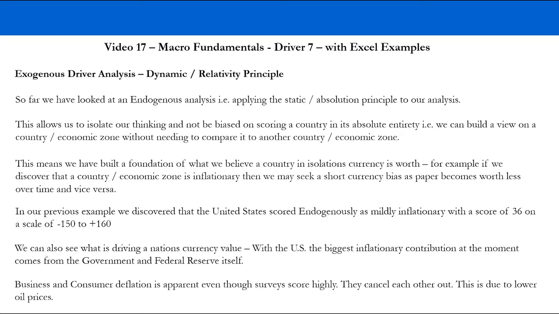And in our previous example with the United States, we scored endogenously as mildly inflationary with a score of 36. And that was on a total sliding scale from deflation to inflation, most deflationary to most inflationary, of minus 150 to plus 160. And we can also see what's driving a nation's currency value, with the US as the biggest inflationary contribution at the moment coming from the government and the Federal Reserve itself.